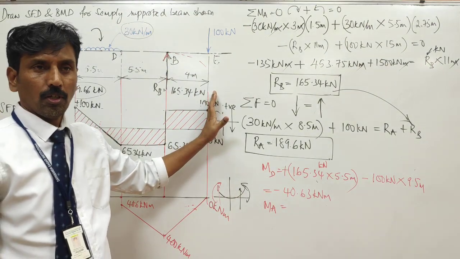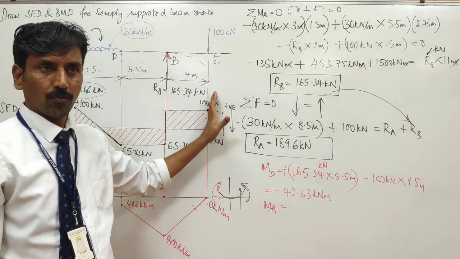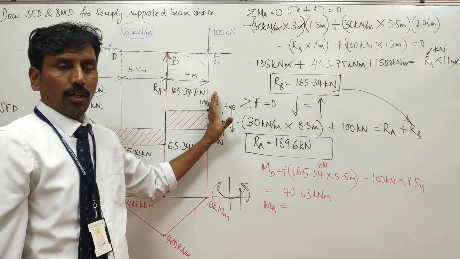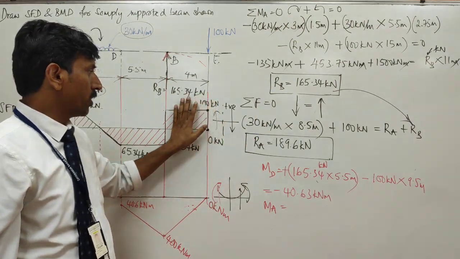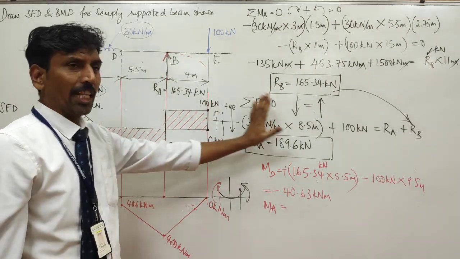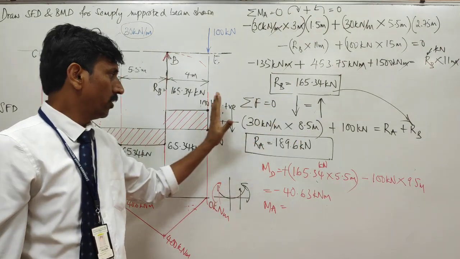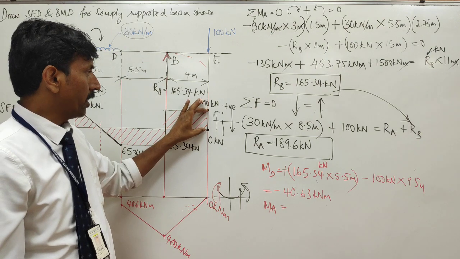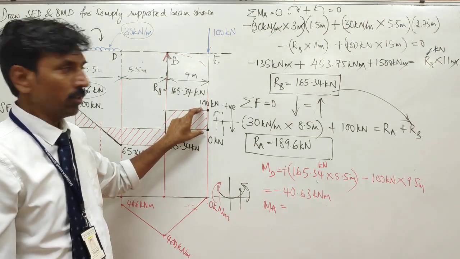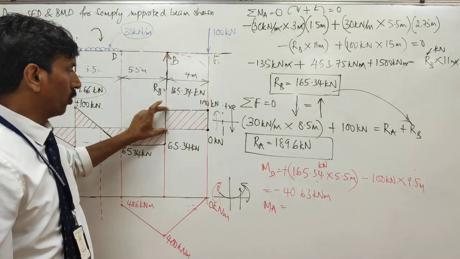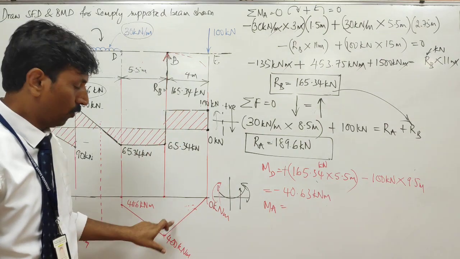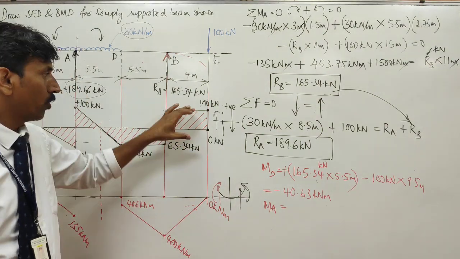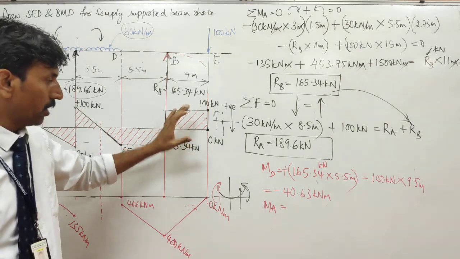Guys, here some people do this way. Here they only look for this area. Here there is no area on the right hand side. If you see here, there is area getting added. So what is the height here? Basically 100 kilonewton. 100 into 4 which becomes 400.